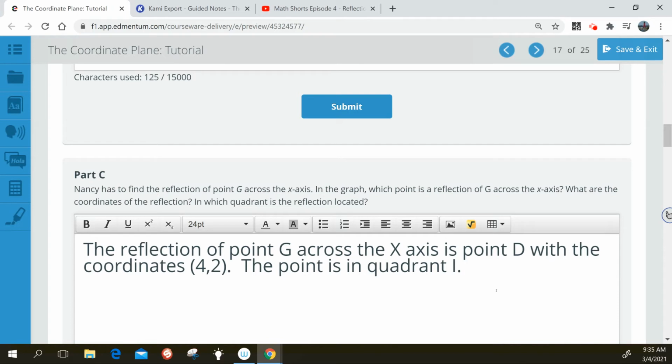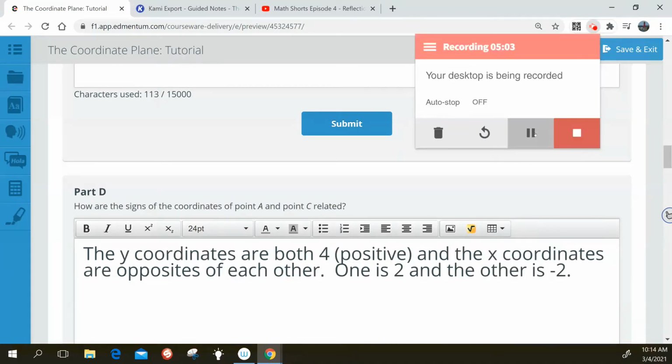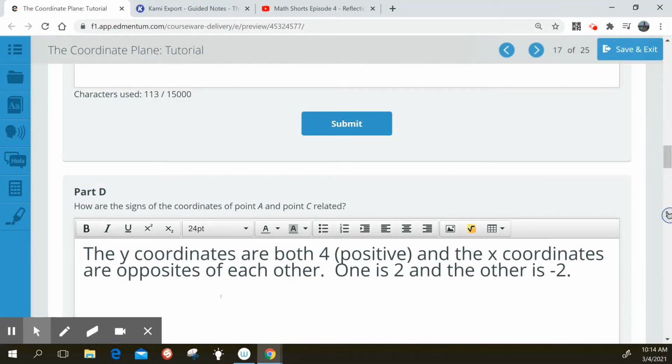Make sure, listen carefully, make sure you save. And so for part D, how were the signs of the coordinates of point A and point C related? The y coordinates are both 4. They're both positive. And the x coordinates are the opposites of each other. One is 2 and the other is -2. And this is when we reflect across the y-axis.